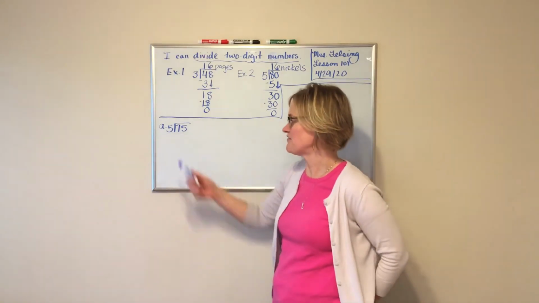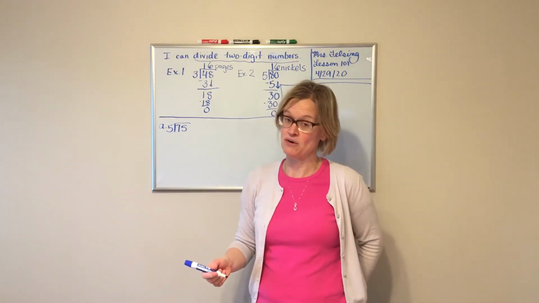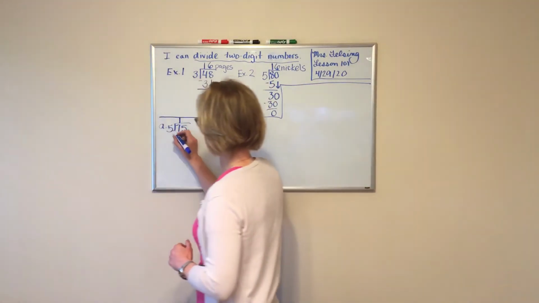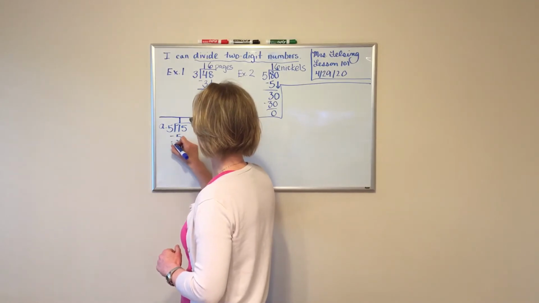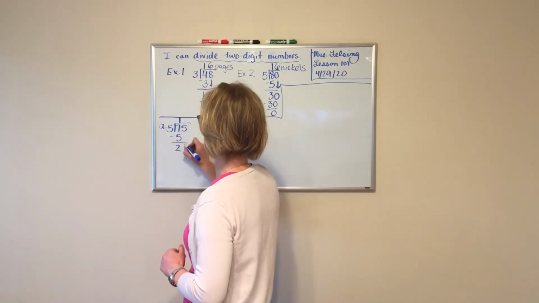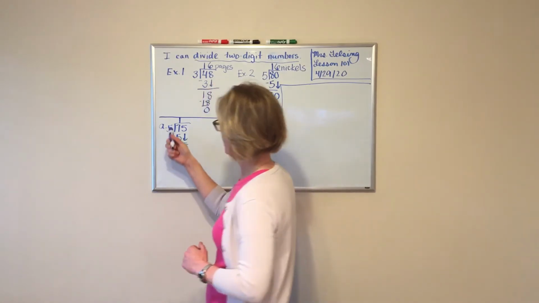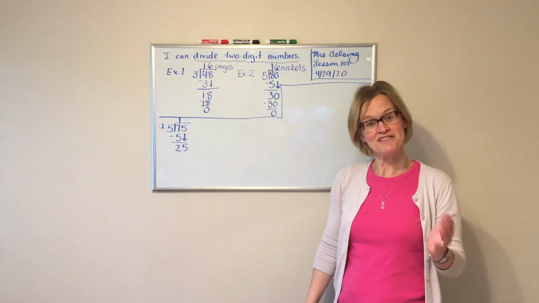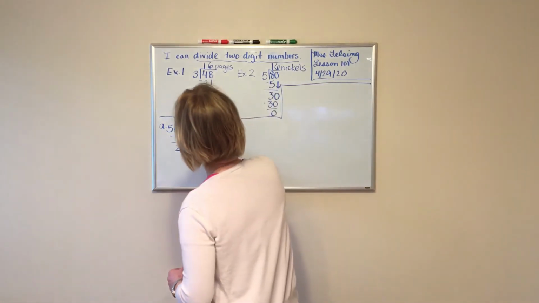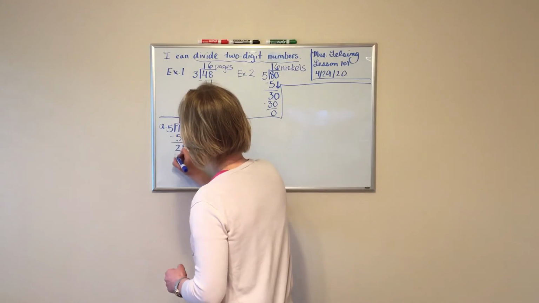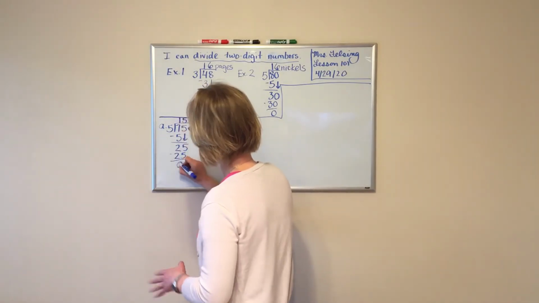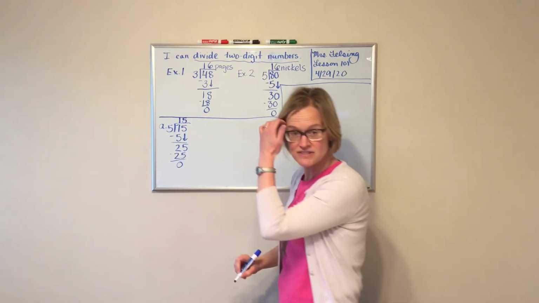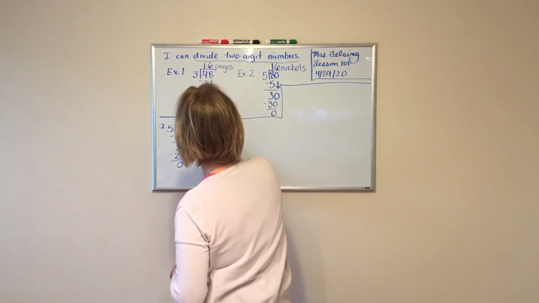So how many times can 5 go into 7? Without going over? 1. So we take 1 times 5 is 5, subtract that from 7, which is 2. We bring the 5 down. 5 can go into 25 how many times? 5 times, because 5 times 5 is 25. That equals 0. That means we're done. And my answer says, how many cards does he need for 75 rocks? He needs 15 cards.